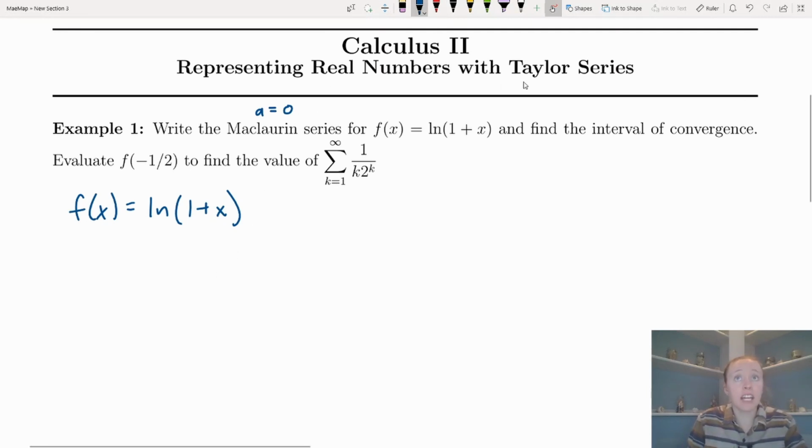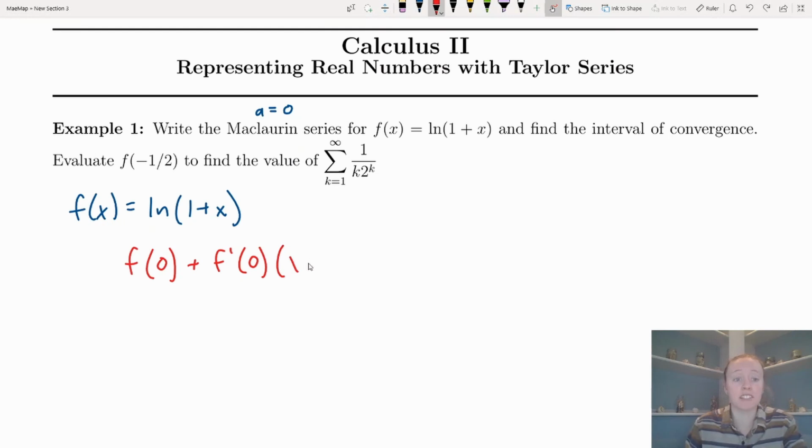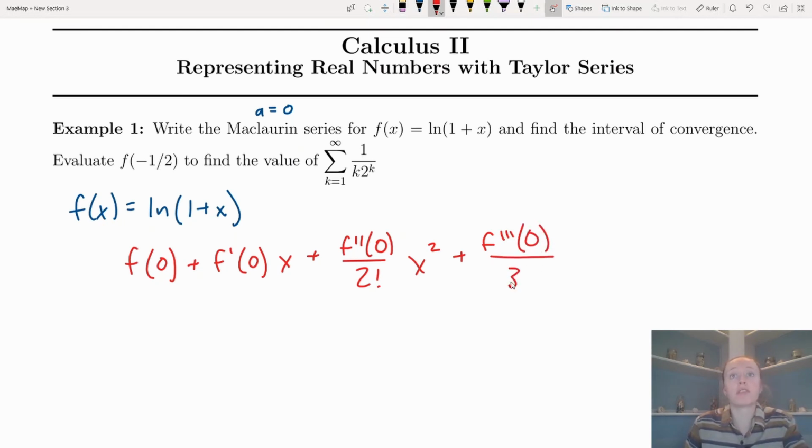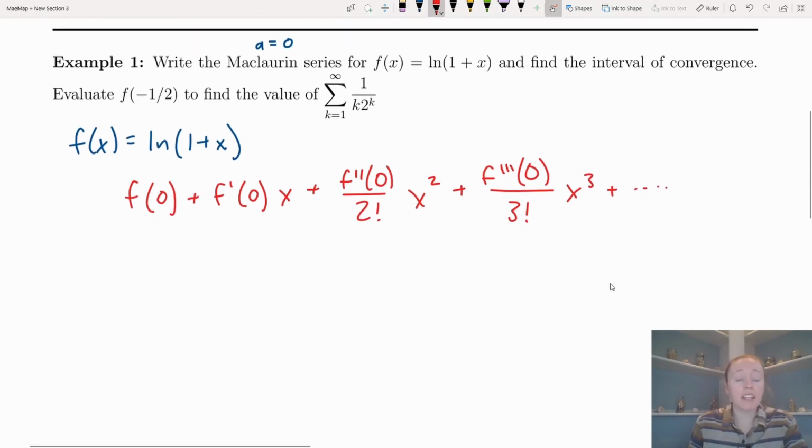So when writing out our Taylor series representation, we're going to have f of a, which is f of 0, plus f prime of 0 times x minus a, which is x minus 0, so x, plus the second derivative at 0 all over 2 factorial times x minus 0, which is again just x squared, plus the third derivative at 0 over 3 factorial times x cubed, and so on. Now I think it's useful to make a quick table to help us figure out f of 0, f prime of 0, and the rest of those derivatives.